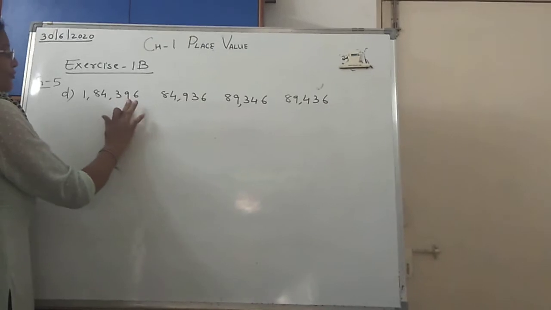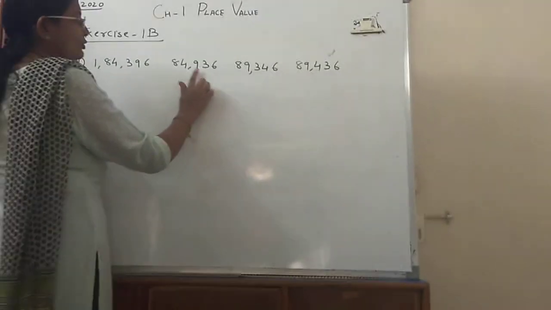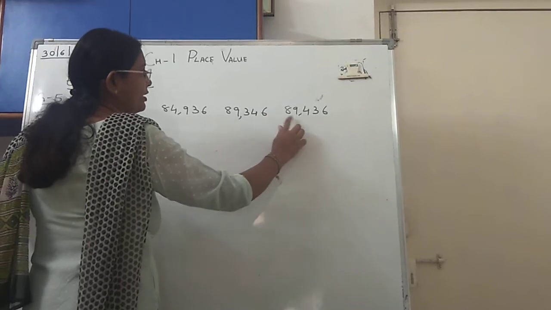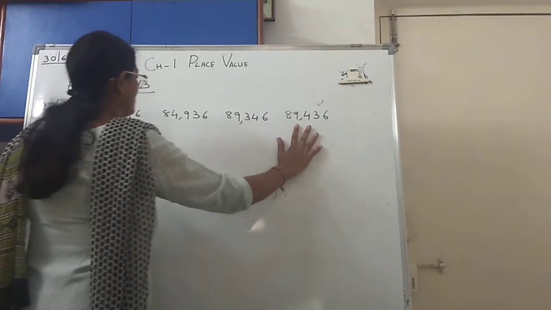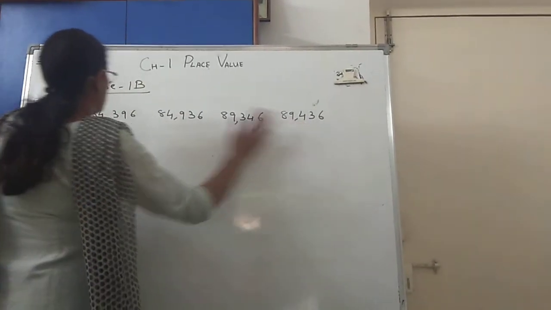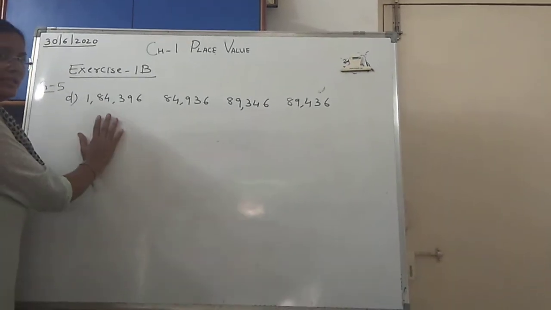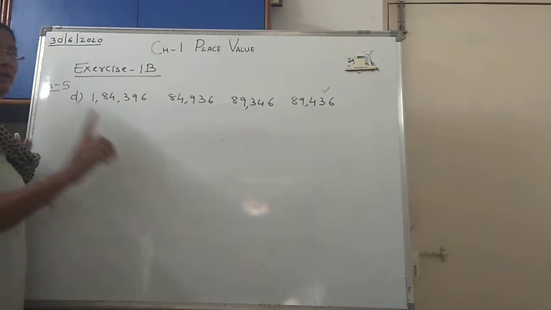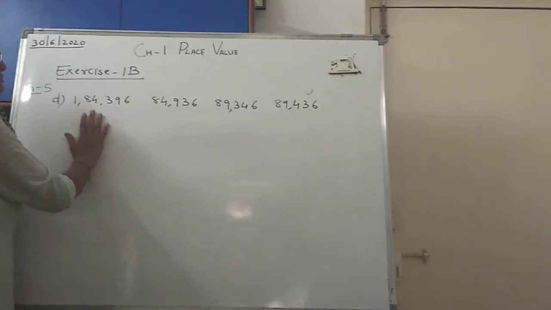1, 2, 3, 4, 5, 6. 6 digit number. 1, 2, 3, 4, 5. 5 digit number. The other two are also 5 digit numbers. Means these 3 are 5 digit numbers, this is a 6 digit number. Obviously this is the greatest number of all, right? So we are writing ascending order, small to big, so this will come last.